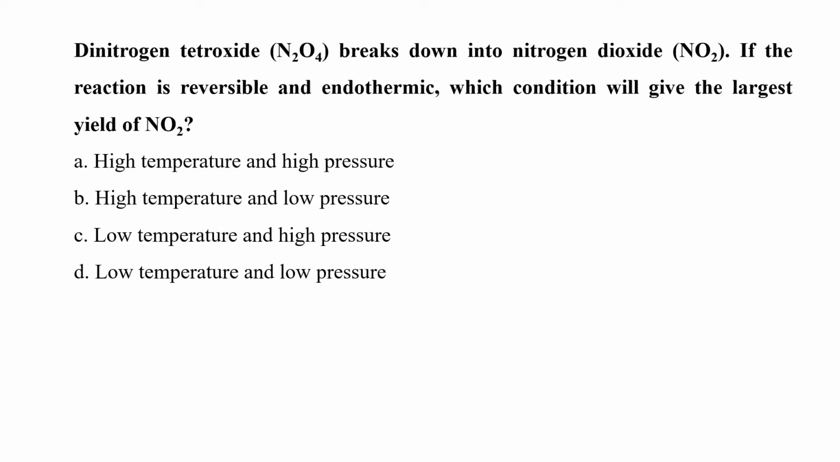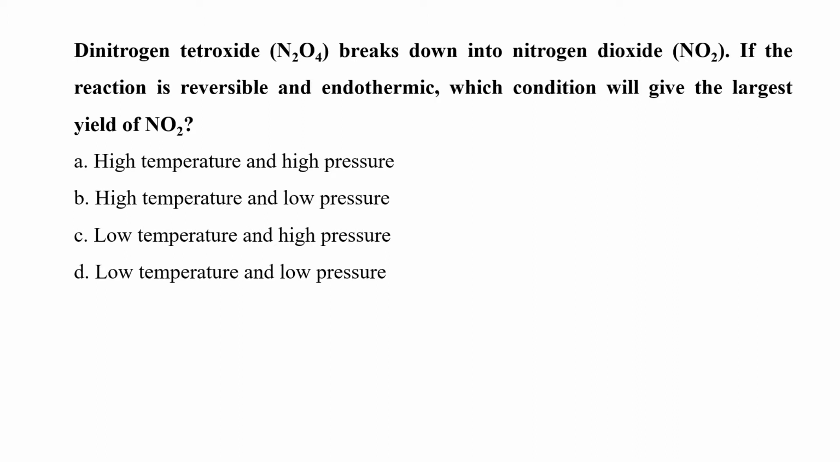Dinitrogen tetroxide N2O4 breaks down into nitrogen dioxide NO2. If the reaction is reversible and endothermic, which condition will give the largest yield of NO2? A. High temperature and high pressure. B. High temperature and low pressure. C. Low temperature and high pressure. Or D. Low temperature and low pressure.